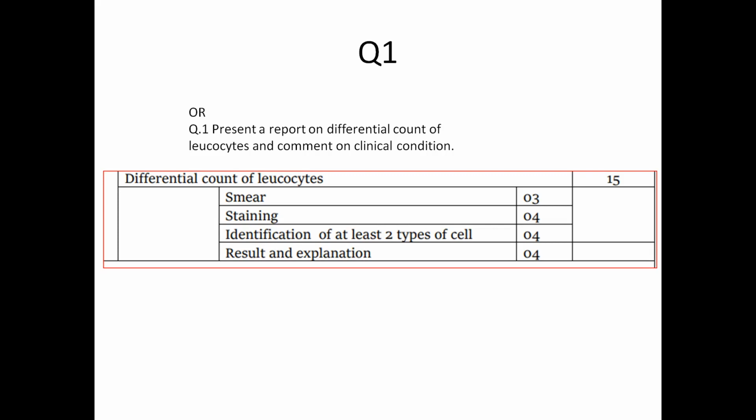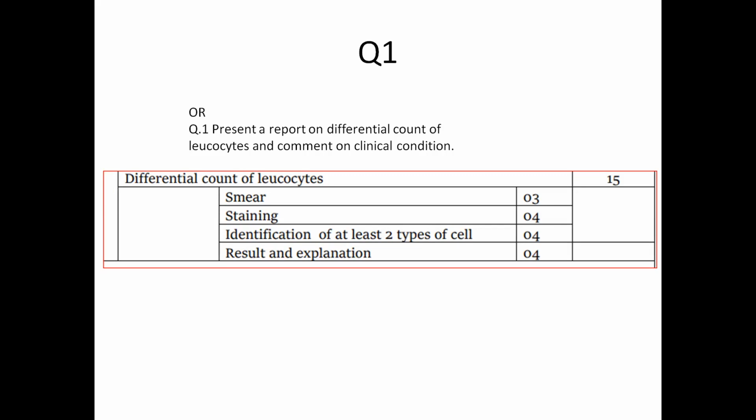All right. So when we talk about the differential count of the leukocyte, you all know you have to take a drop of blood, then staining. A long process is there that you know very well. So for making the smear, you will have 3 marks, staining 4 marks, identification of at least 2 types of cell. Now, see here what you are identifying, that particular cell, the examiner should also be able to see. This thing is very much important.